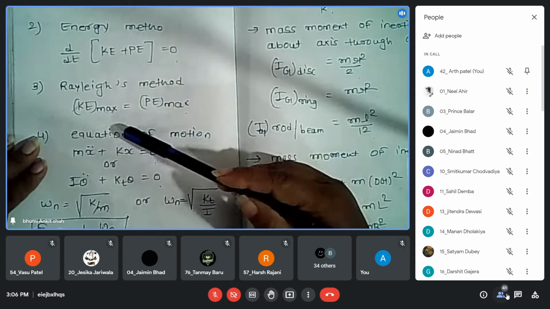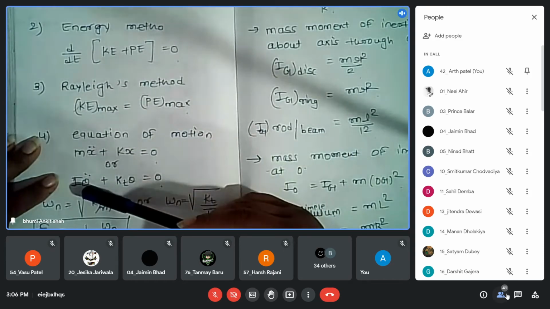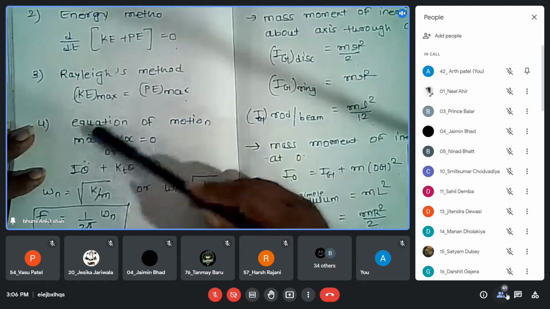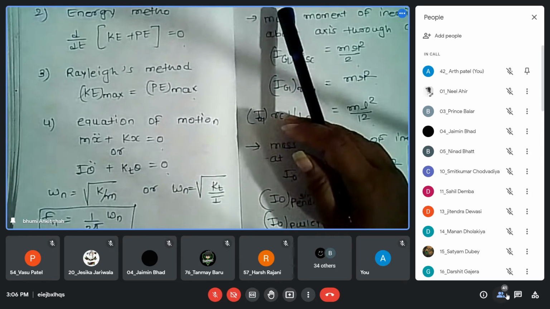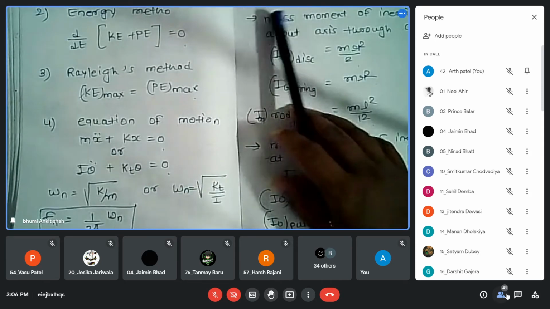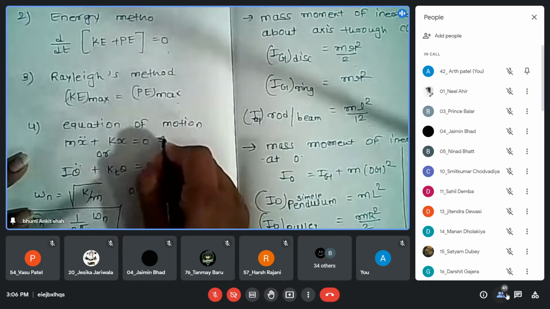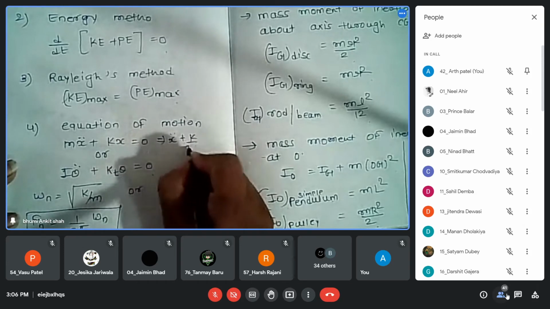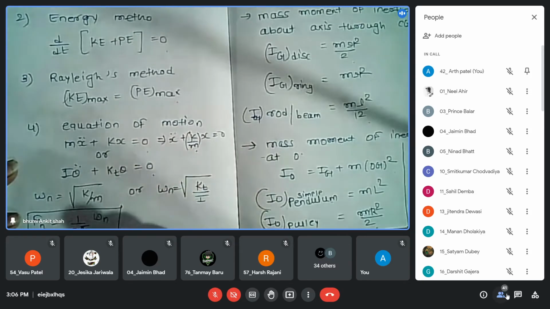What is our equation of motion? It is mx double dot plus kx equal to 0, or instead of m you can write I, x you can write theta, and your equation can be changed to this. Right? So from this you can also calculate your frequency. This is omega n square.